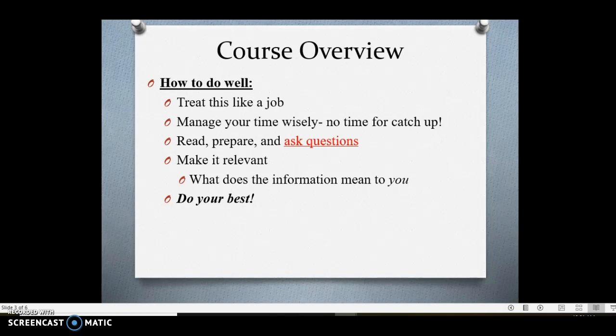And it should go without saying, but I'll say it, do your best. Make sure the work that you do, that you put your name on, you're proud of. Make sure it's university level work, it meets my expectations, and again, it's a reflection of what you want your work to look like, how you want to be recognized.